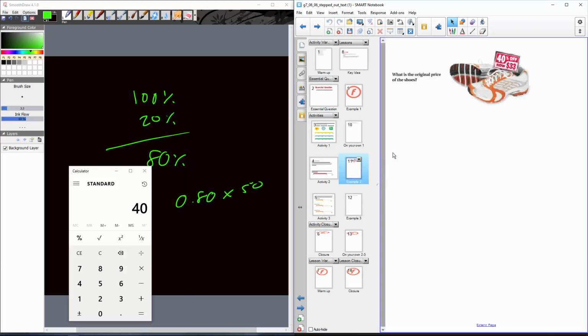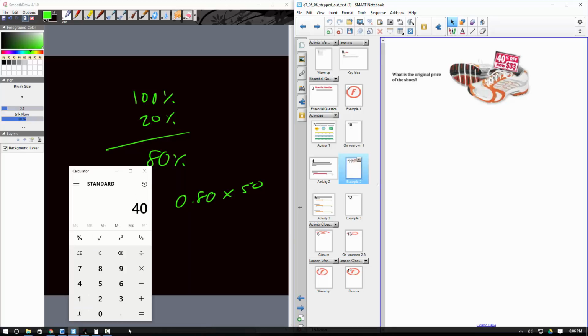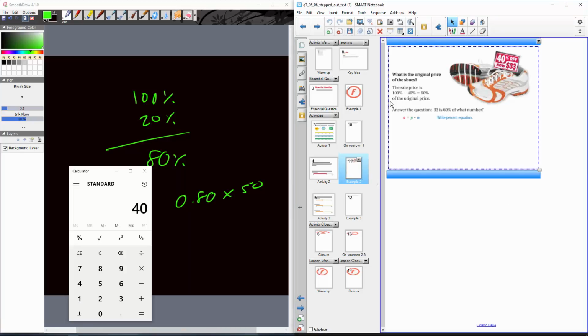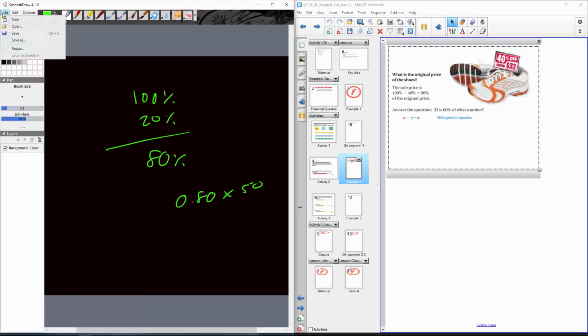So then I'm going to look here and it says, what is the original price for the shoes? So it's 40% off and now it's $33, right? So we know that 40% off and it's now $33. So if I take the 100 minus the 40, that means I'm paying 60% of the product, right? And 33 is 60% of what number? Well, we don't really know right now, do we?